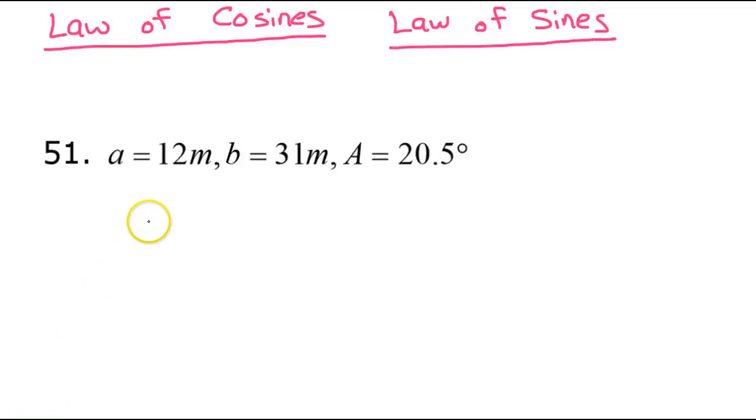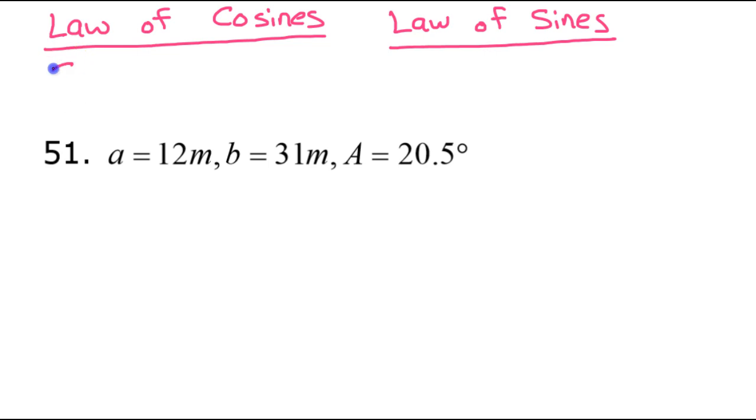When you are trying to find unknown sides or unknown angles in a triangle that is not a right triangle, an oblique triangle, there are two formulas that you might use to solve the triangle. One is called the law of cosines and one is the law of sines. Which one you use will depend on which information you're given.